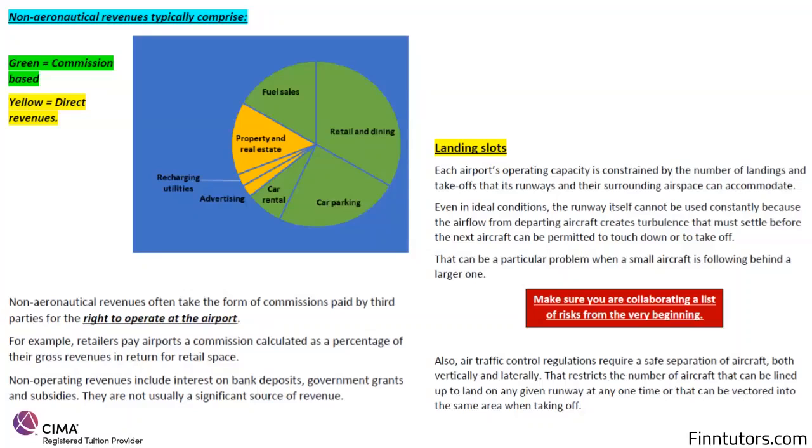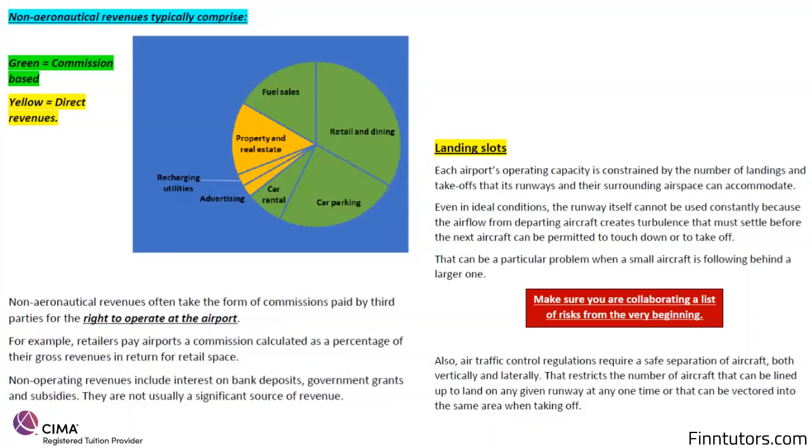Non-operating revenues, on the other hand, which was your third category, we spoke about non-aeronautical, aeronautical. Now the small 4% that remains is your non-operating revenues, which has nothing to do with operating an airport. This includes your interest on bank deposits, any government grants, or any subsidies that you get, and this is a very small source of your revenue.